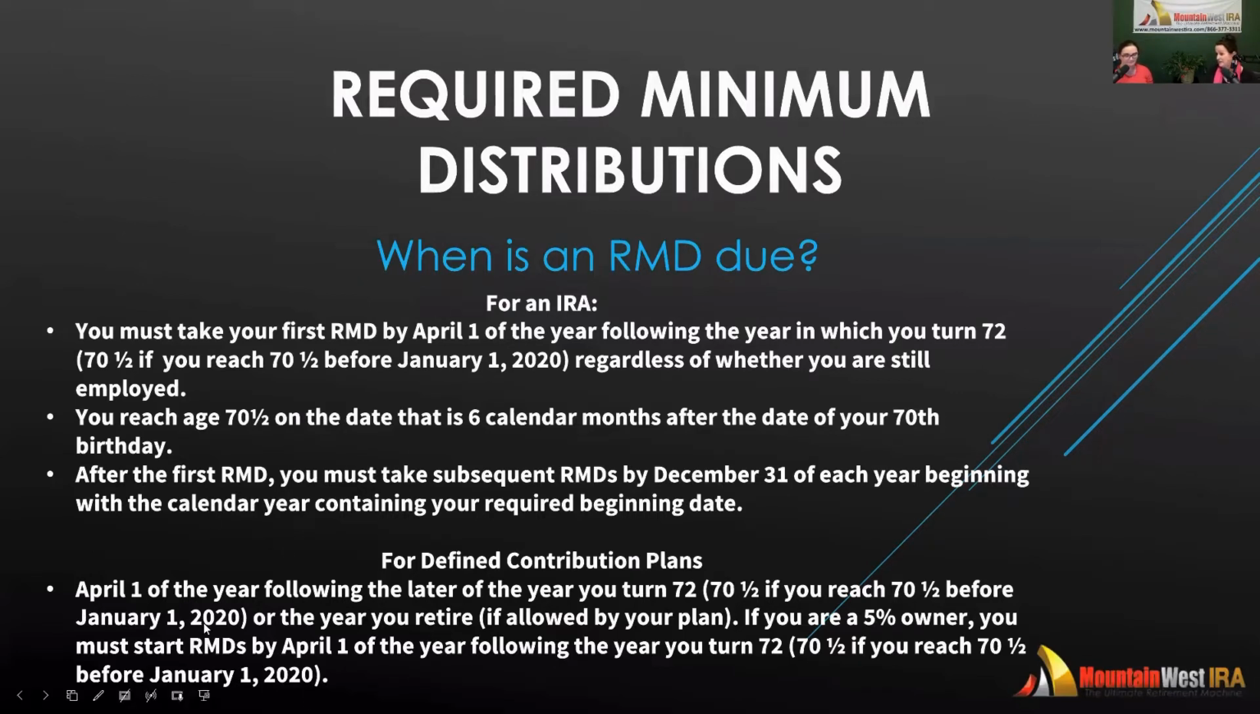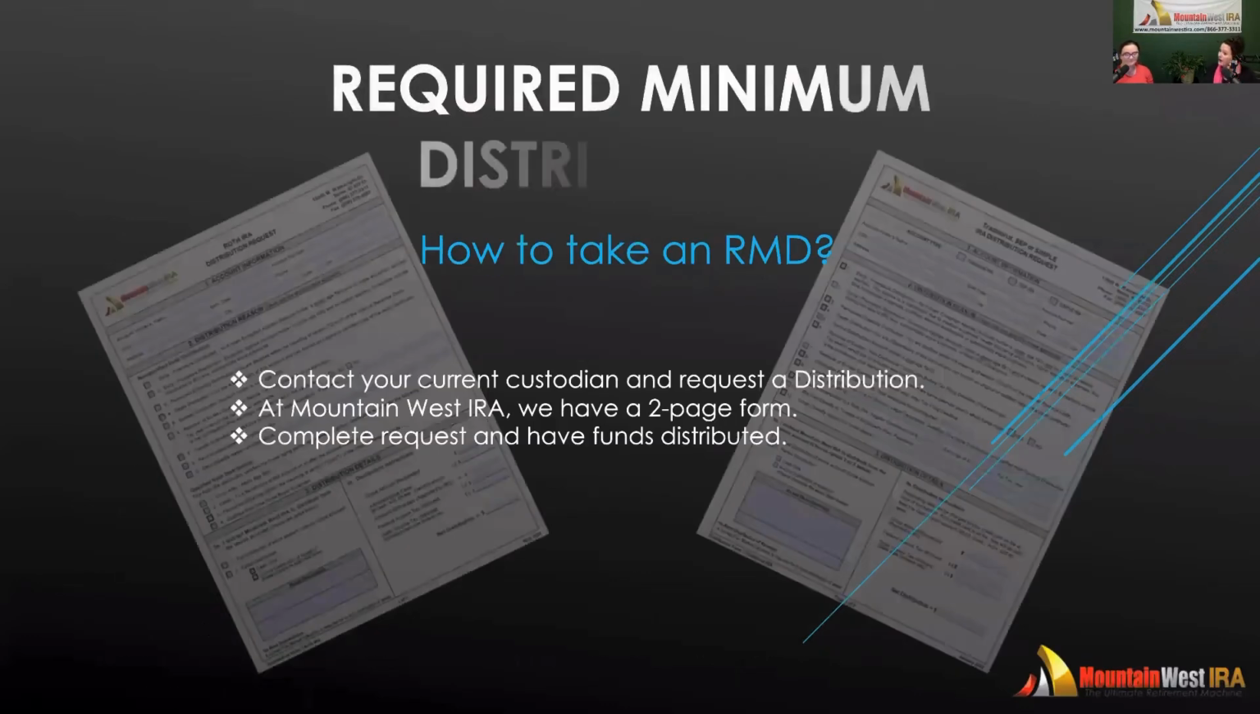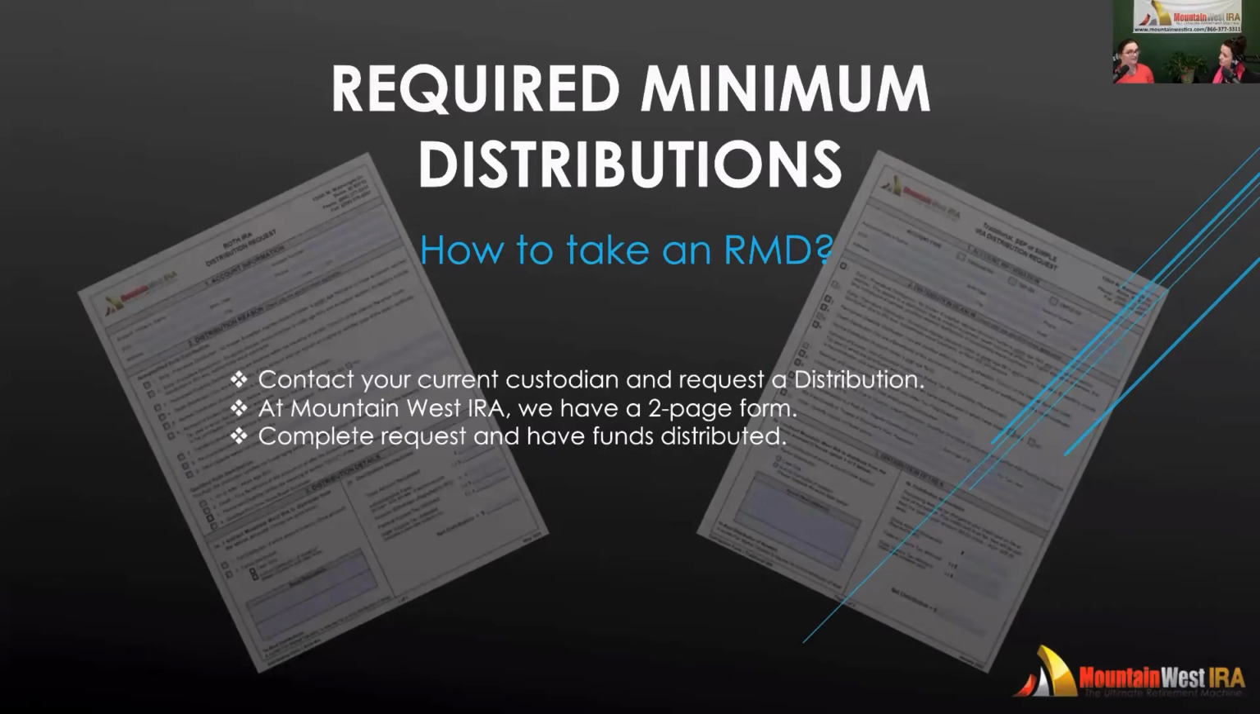Okay. So I think that covers that for RMDs. How do you take one? So for us, you would fill out our distribution form and send it back to us. We typically would process that 3 business days later and get the funds to you in the manner you selected.